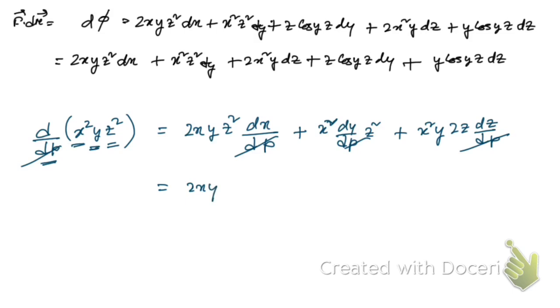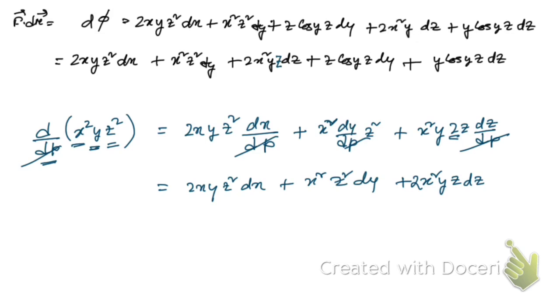2x y z square dx plus x square dy, so it can be written this way, z square, then plus x square 2 can be written first, this 2, then y z dz, right? Here you see I have missed a z, there should be a z, okay. So let me check this one as well.